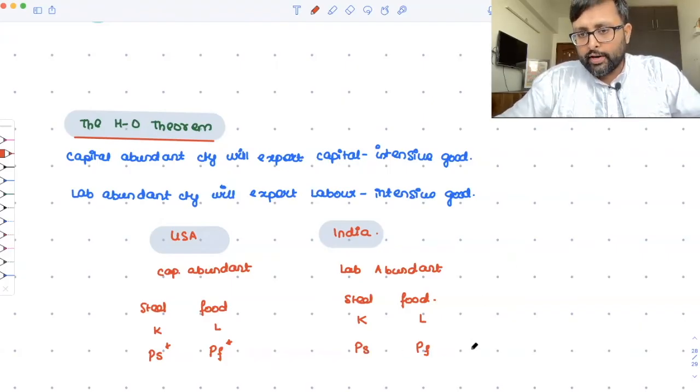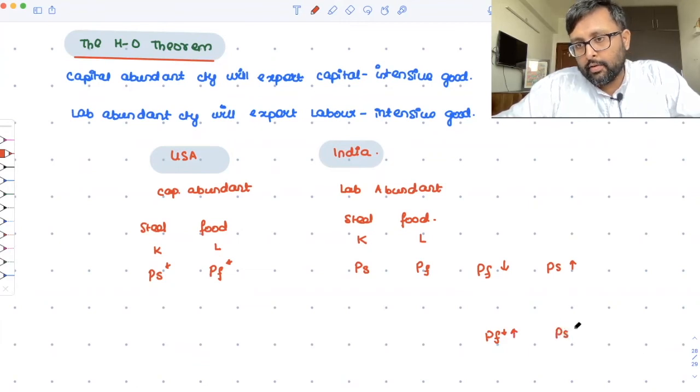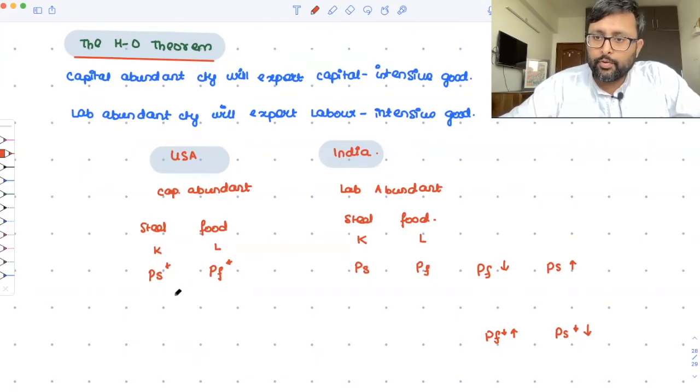So before trade, PF is lower and PS is higher. That is before trade. Before trade, PF star is higher and PS star is lower. That's what it is, right? This is all happening before trade.